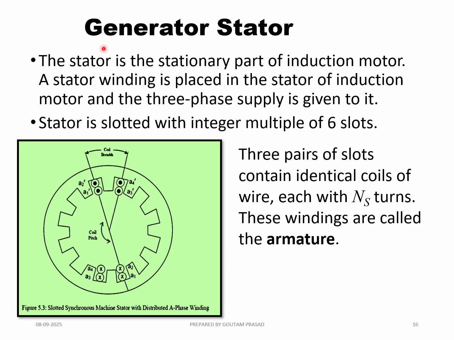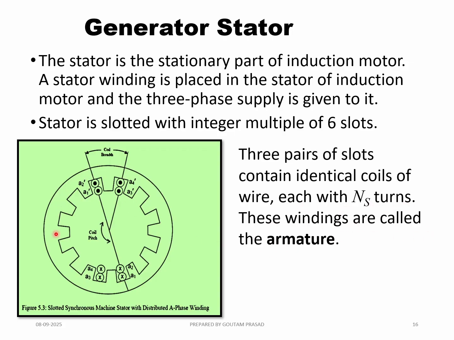Now let's discuss the stator of the generator. The stator is the stationary part in the induction motor. As you must be knowing, the stator winding is placed in the stator slots of the induction motor, and three-phase supply is given to it. In a similar fashion, a stator is slotted in the case of AC generator in multiples of 6 slots. Three pairs of slots contain identical coils of wires, each with Ns turns, and these windings are called armature.